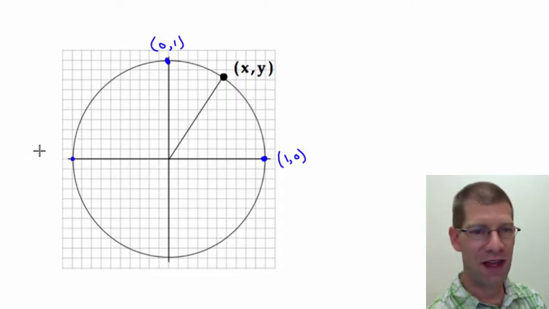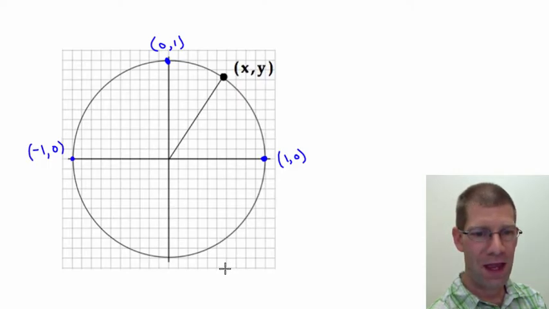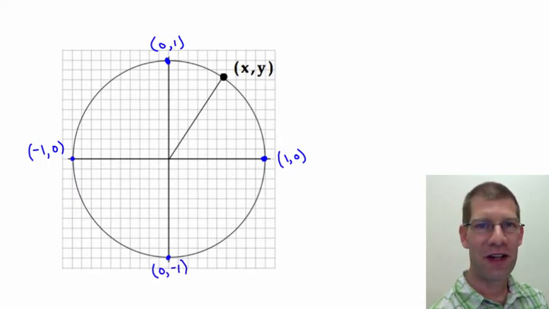The left side then is going to be (-1, 0). And down at the very bottom of my circle, we have (0, -1). And those are going to come in handy later. Now we'll actually go and start talking about our angles.